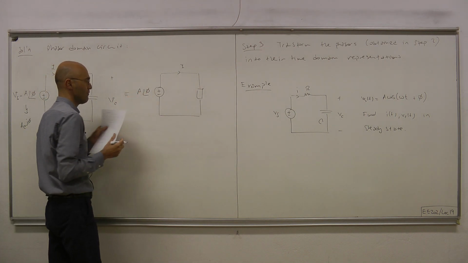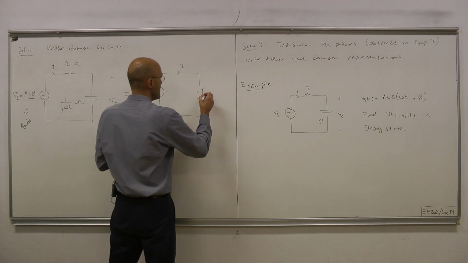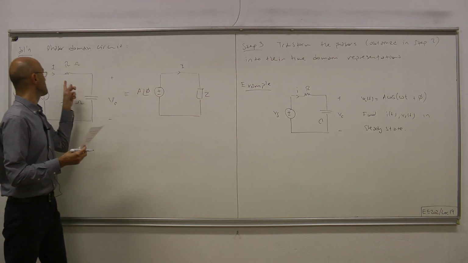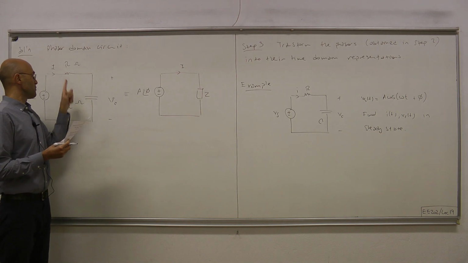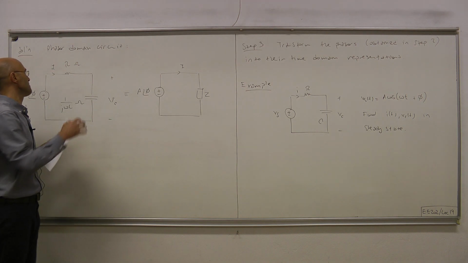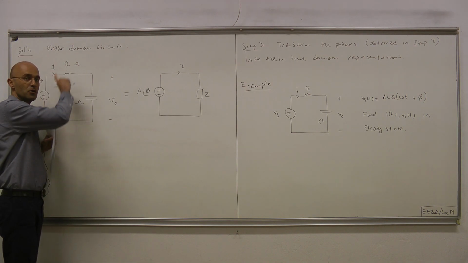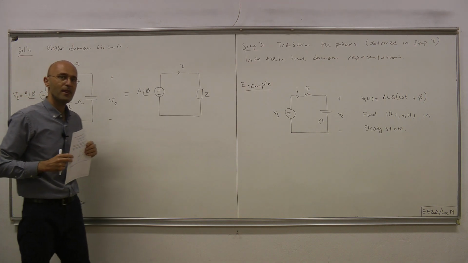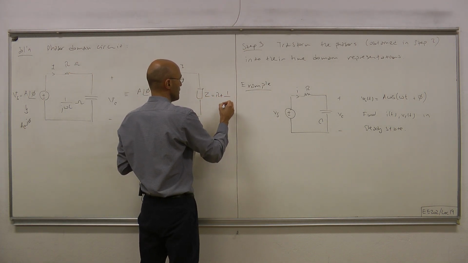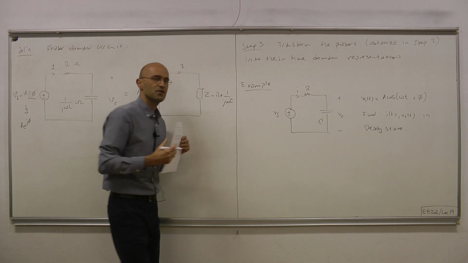Here we have the current, here we have the source, and here we have the impedance. Okay, the equivalent impedance of this resistor and this capacitor, and the equivalent impedance simply is the sum of this plus that, because these two components are connected in series. So Z equals R plus 1 over j omega C.